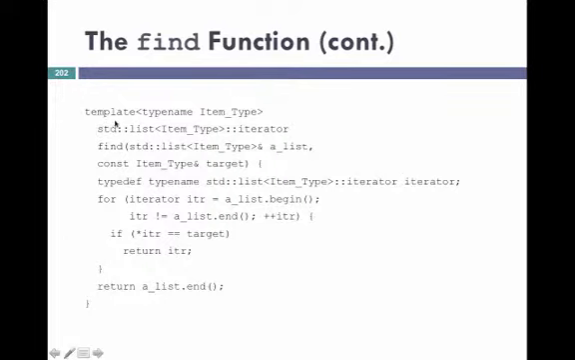Here's a find function. We start with this template typename ItemType. That's similar to when we defined template classes. And following this template specification, we have our return type and the method name, followed by the two parameters, aList and target. Then we define an alias so that an iterator is equal to this type. And then we begin at the beginning, and until we reach the end, we loop through this for loop, and we check if we find the target, then we return the iterator pointing to it. Otherwise, we return an iterator that points one past the end.